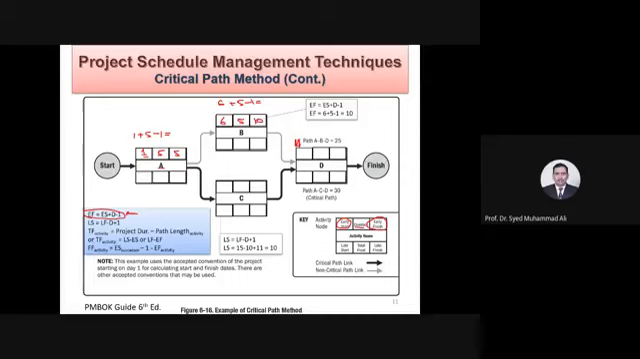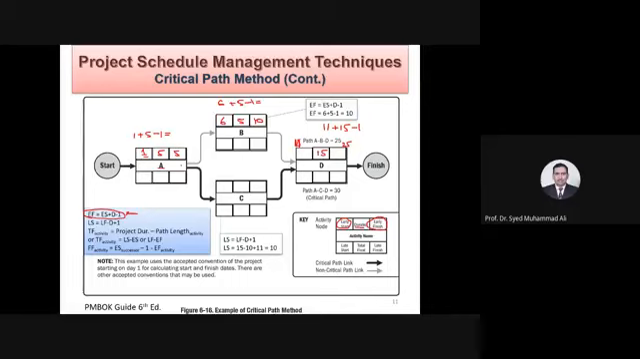10th, yes, B gets finished on 10th, and then on 11th D should start. The duration of D is 15 days. So when should this get completed? 11 plus 15 minus 1 equals what? 25. Okay, 25. Let me write it over here for now, outside. When we do this analysis also, we'll put it inside 11 and 25 if it is the case. Okay.